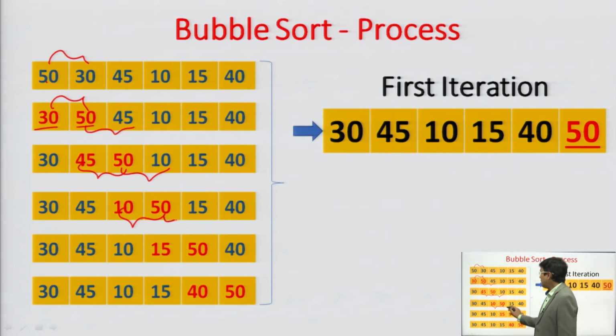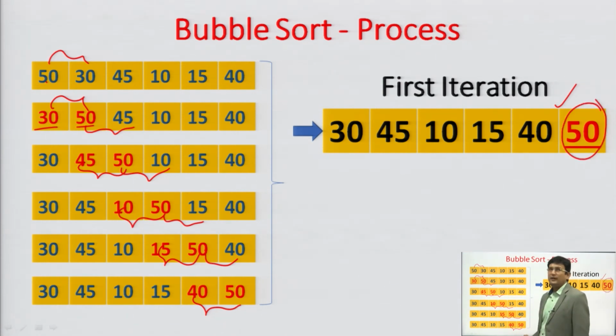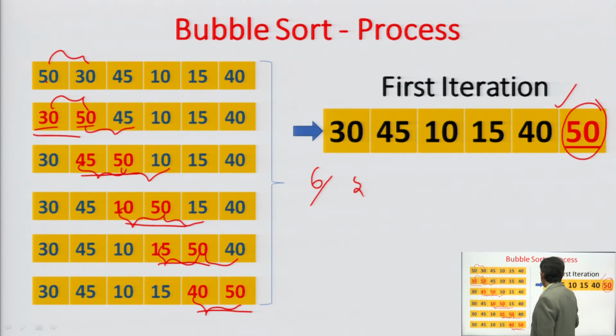Now, we make a comparison between 50 and 15. This 50 is larger and 15 is smaller, so we exchange them. And then we make a comparison between 50 and 40. Since this 50 is larger than 40, we exchange them. The final outcome of the first iteration is this, wherein you fix up the last element, and the last element is the largest one. How many comparisons have you actually made? You have made 1 comparison, 2, 3, 4 and 5 in case you had 6 elements. So, you have made 5 comparisons in case you have 6 elements.